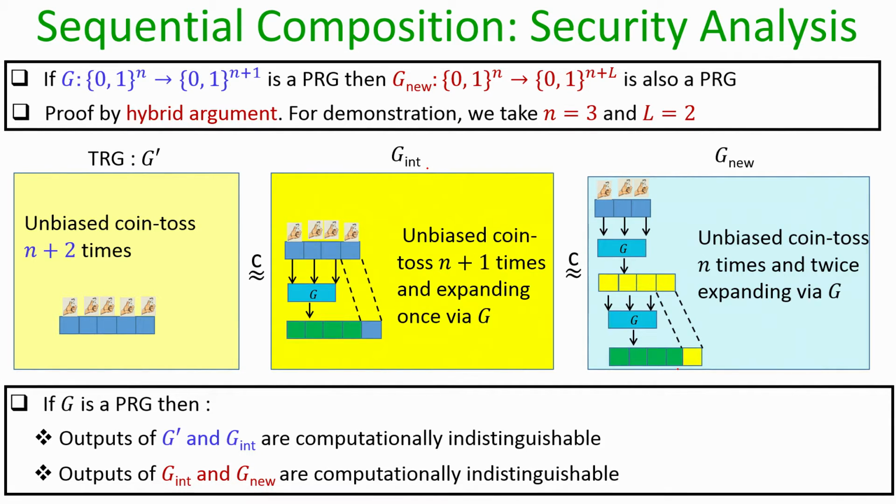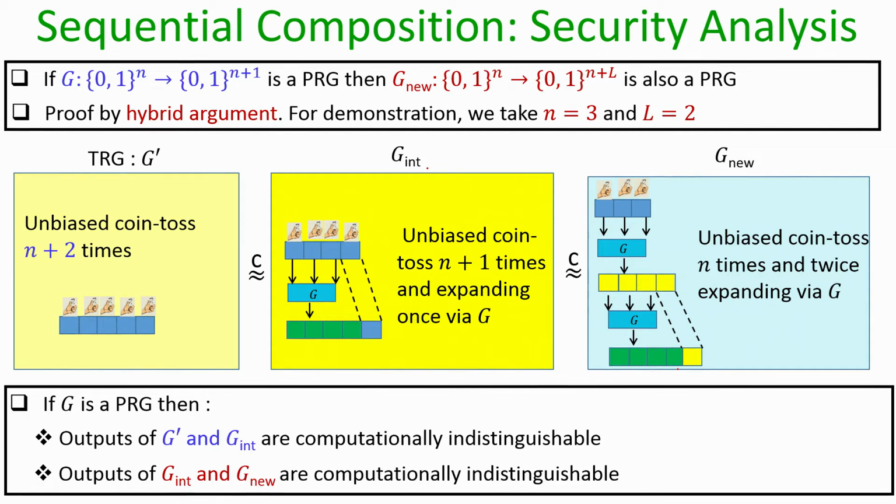So, now since we have 2 intermediate hybrids, and the algorithm G dash is indistinguishable from the algorithm G int and the algorithm G int is indistinguishable from algorithm G new, it follows that overall the algorithm G dash is also indistinguishable from the algorithm G new. That is the way we can prove by hybrid argument that G dash and G new are computationally indistinguishable.